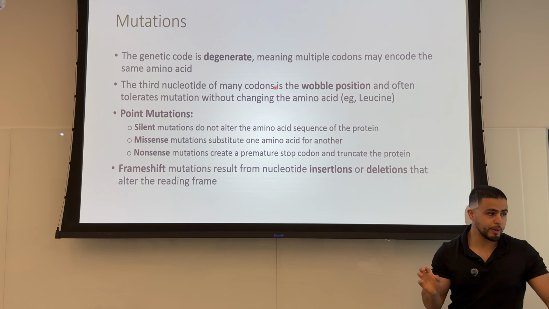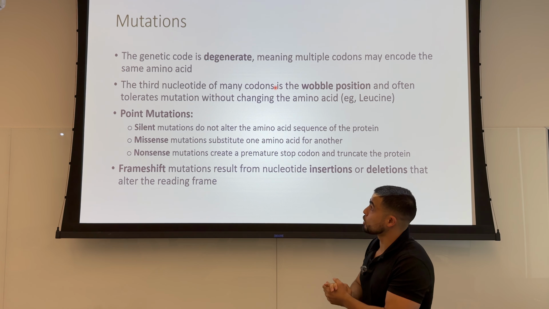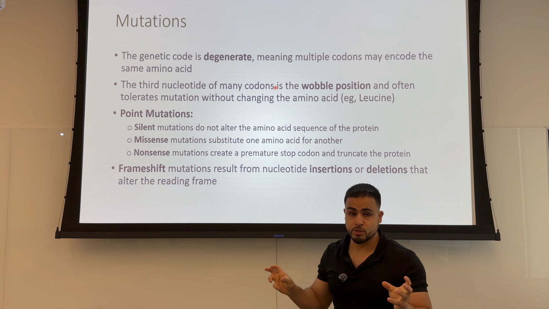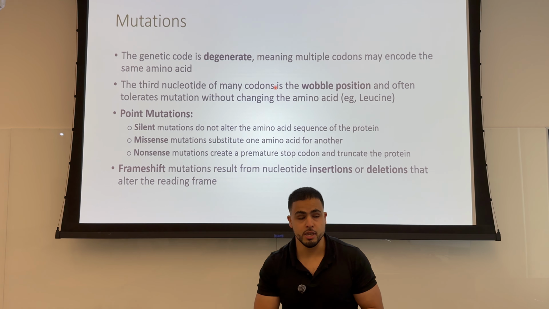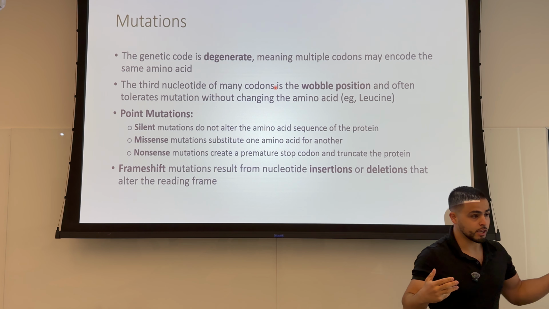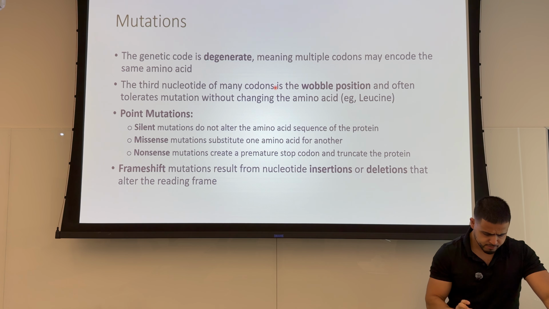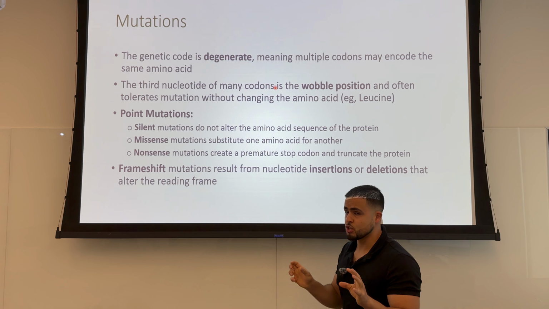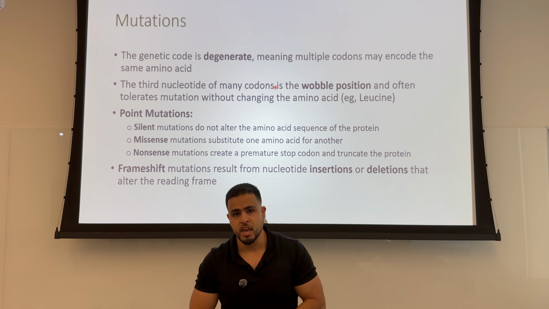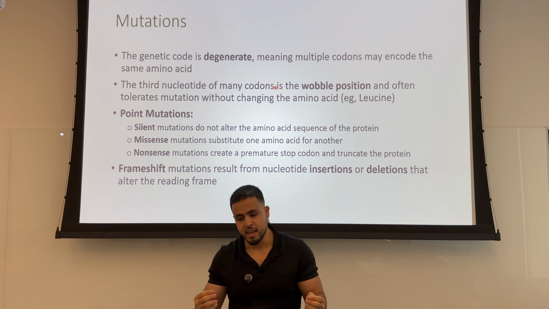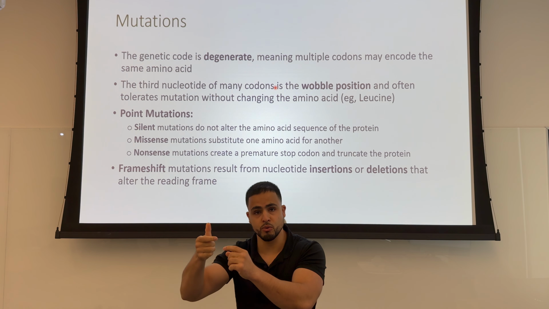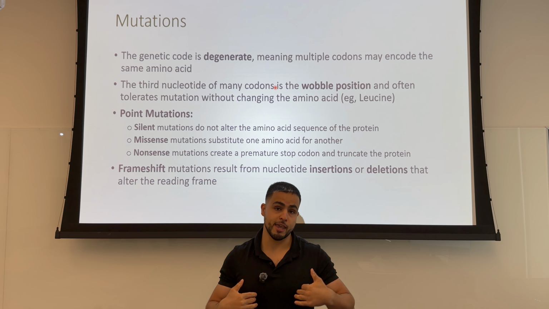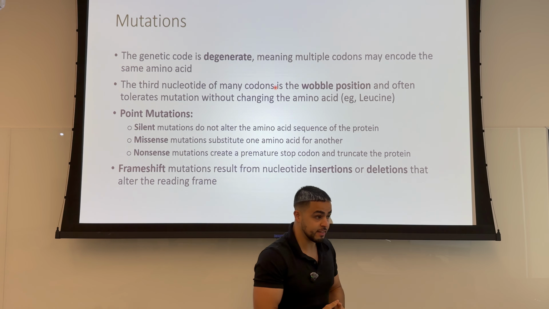All right, now let's talk about mutations. The first thing I wanted to talk about is the degeneracy of the genetic code that we introduced previously. Essentially, multiple codons can encode the same amino acid. This is by design, because you want that wobble position, where if you had a mutation at one specific site, if you change one nucleotide, hopefully you'd still get the same exact amino acid, and that's actually what happens.